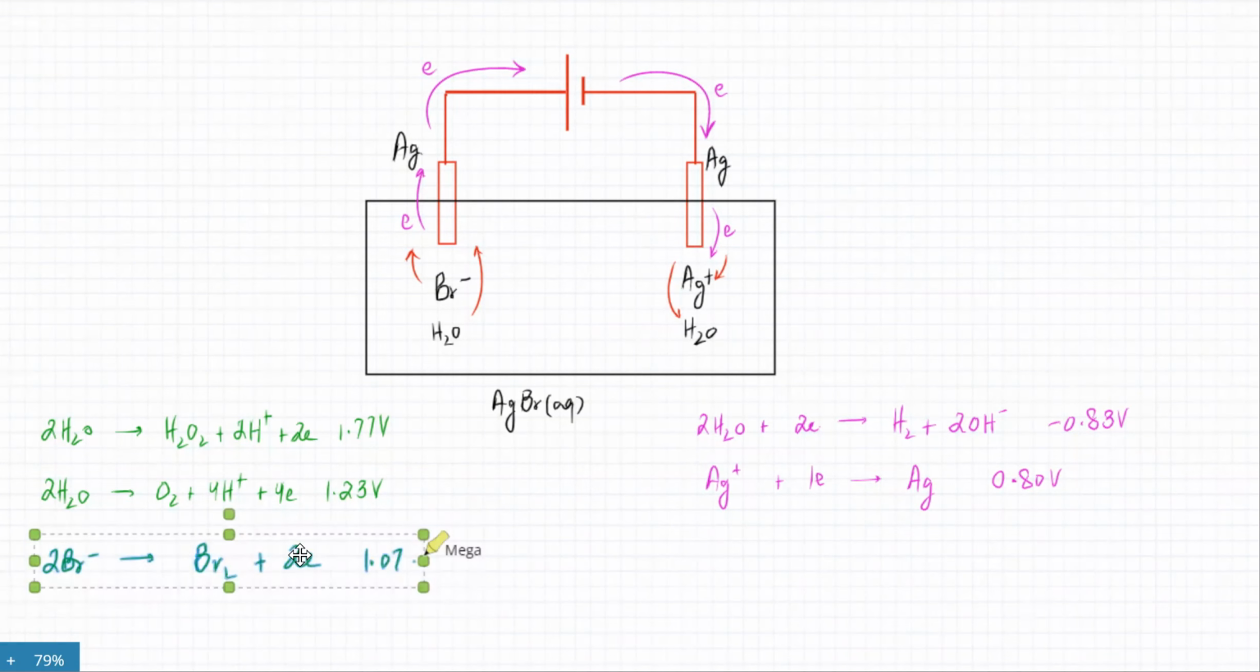Is the first part clear? Okay, it's going to be either one of them. It's either going to be silver because the electrode is made out of silver, or it's going to be Br-1, or it's going to be water. One of the 3 would be the one that would be losing electrons. Is that clear?